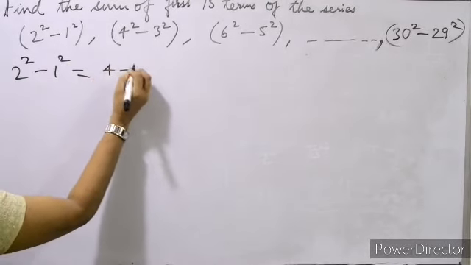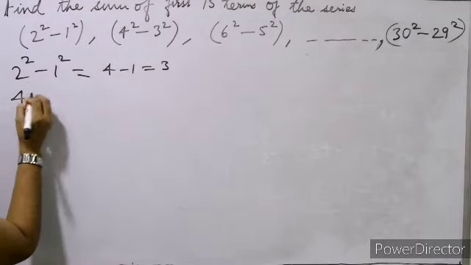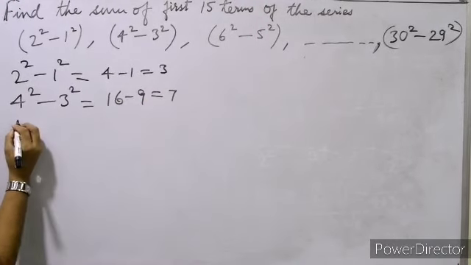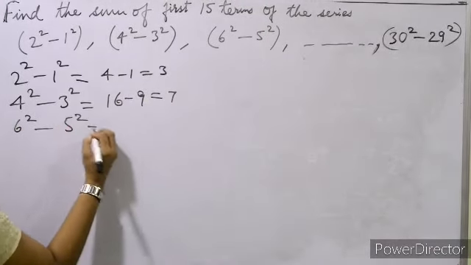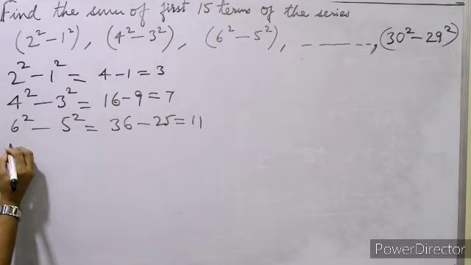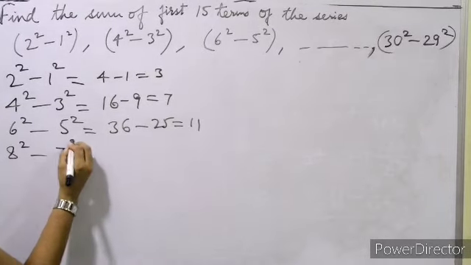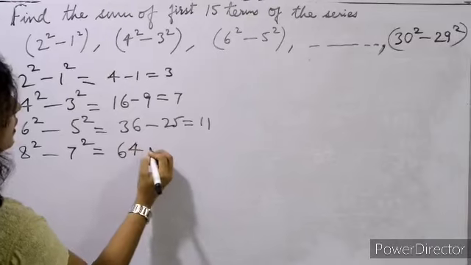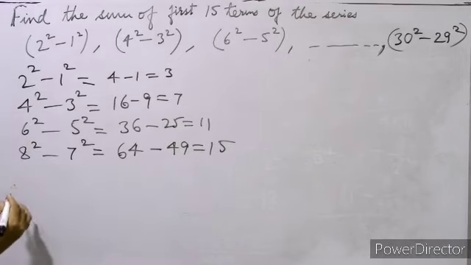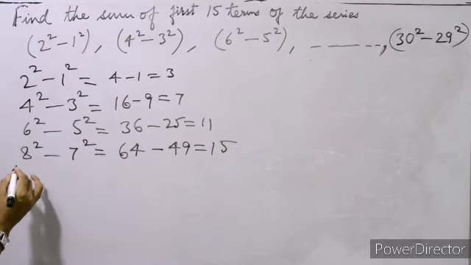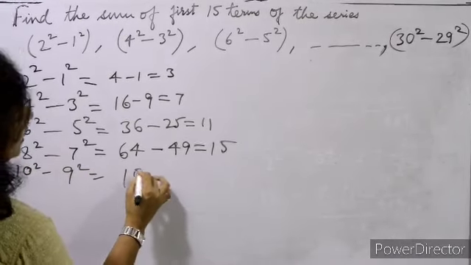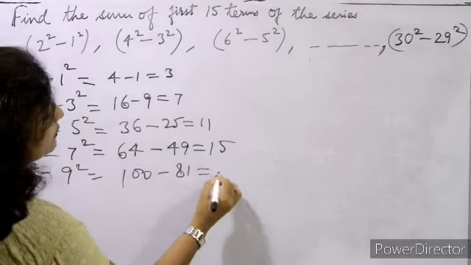So that is 4 minus 1, that is 3. Now square of 4 minus square of 3, 16 minus 9, what is that? 7. Now square of 6 minus square of 5 will be 36 minus 25, that is 11. Now next, square of 8 minus square of 7 will be 64 minus 49, so 64 minus 49 will be 15. Similarly we have to find out up to 30. Okay, in 10 square we can take 10 square minus 9 square, which will be 100 minus 81. So that will be 19.